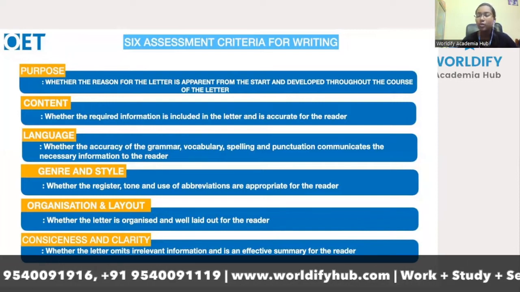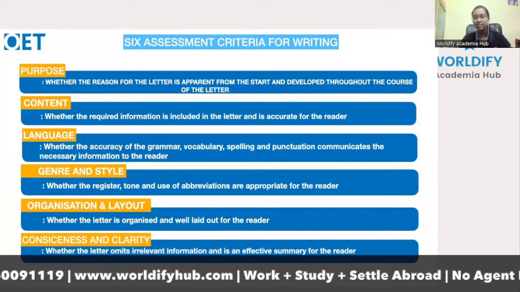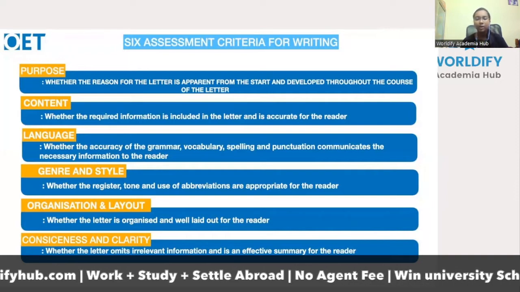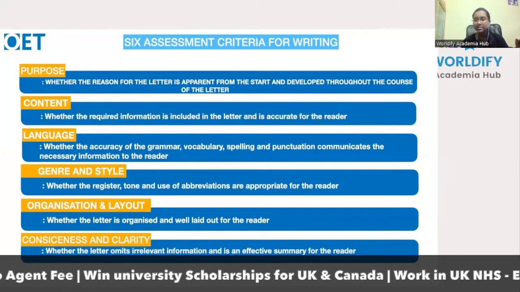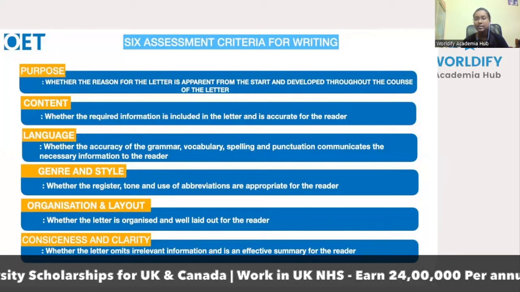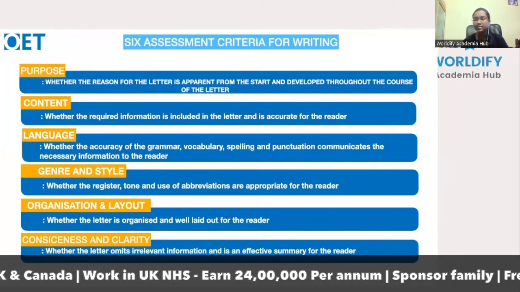Okay, so your letter writing will be assessed on certain criteria as in OET. We have purpose. In the purpose, they check whether the letter that you're writing is serving the purpose. Okay, is the reason for what you're writing the letter is being put up in the letter or not?